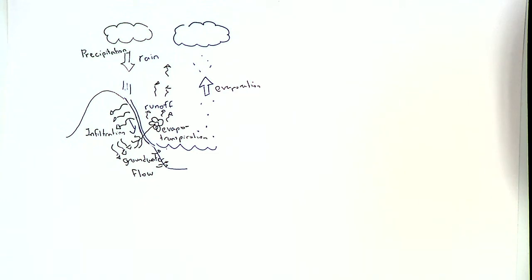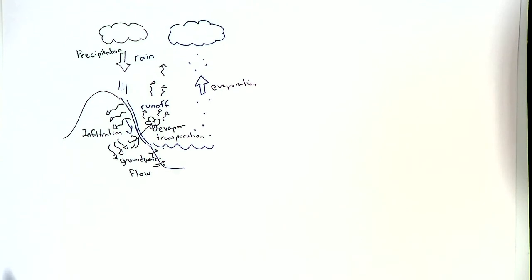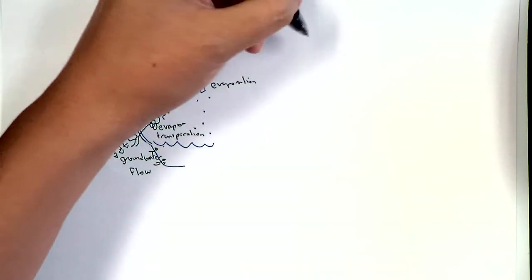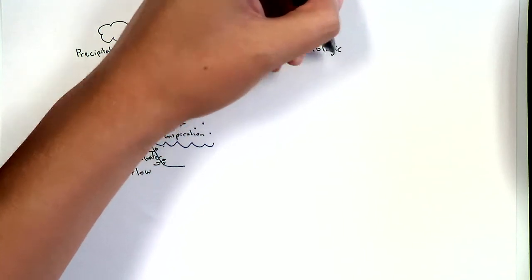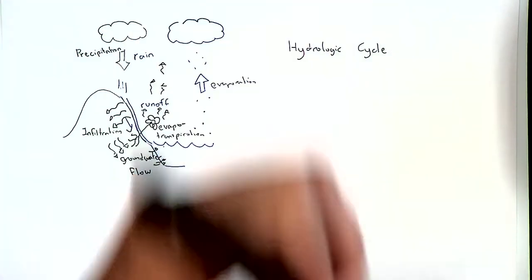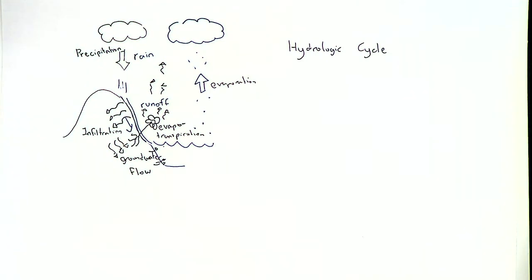Those are the ones that I would like to work with in this class: precipitation, infiltration, groundwater flow, runoff, evapotranspiration, and evaporation. Hydrology, of course, is the science that studies this cycle. We call it the water cycle, but if you want a more official or technical term, we could call it the hydrologic cycle. And studying it is actually going to be part of this course.